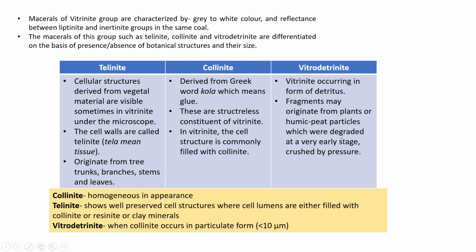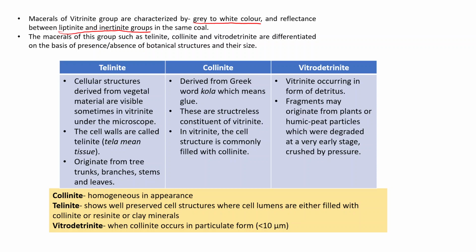Now, the macerals of the vitrinite group are characterized by gray to white color and reflectance between the liptinite and inertinite groups in the same coal. So if in a coal you are looking at the three types of macerals, vitrinite, liptinite and inertinite, of the same coal, you will find that the reflectance of vitrinite macerals is higher than liptinite but lower than inertinite macerals.